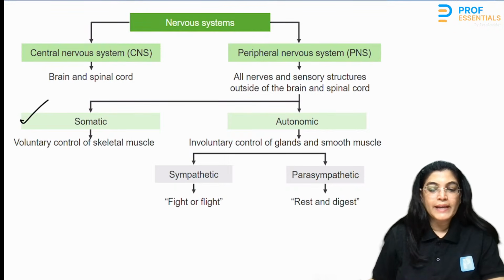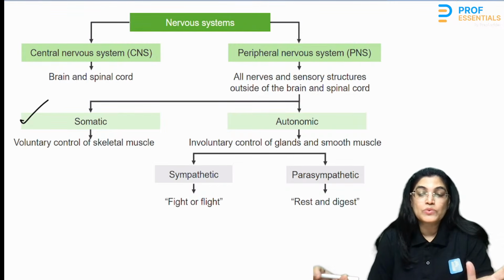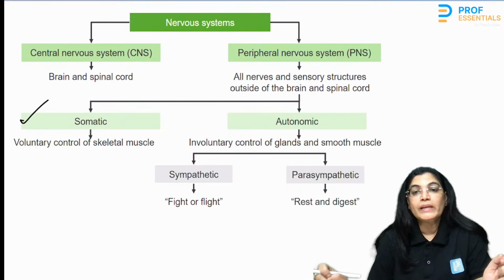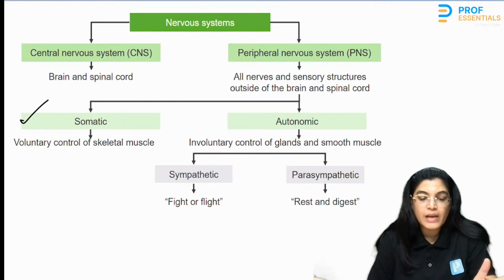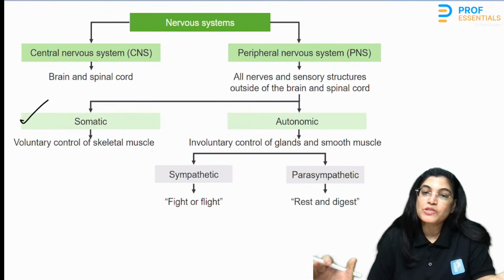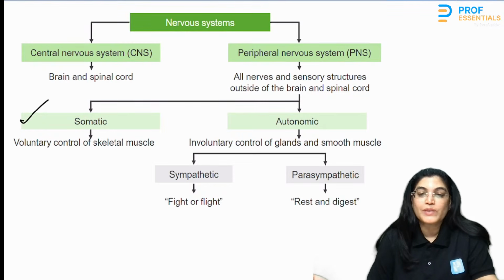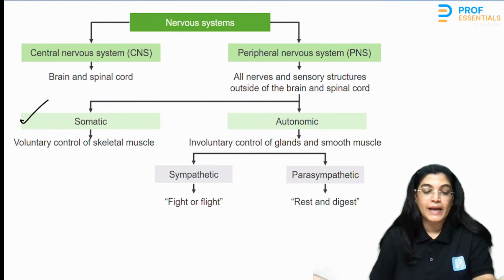Now, I would like everybody to know that nervous tissue consists of neurons and neuroglial cells, which support the neurons. The neurons are the anatomical and functional unit of the nervous system. The neuron is a specialized structure which consists of a cell body and its processes.